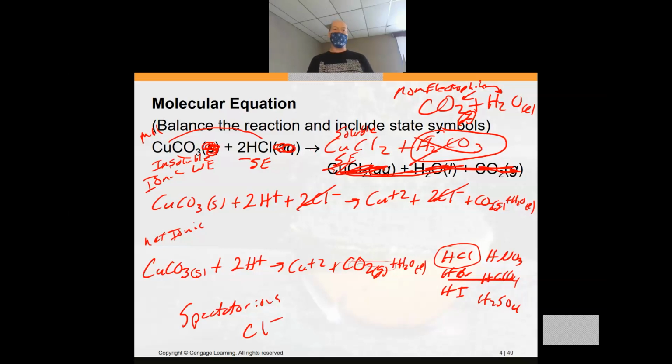So acids, carbonates, CO2, and water. That is why that one is the hardest one to do. So this is called formation of a gas. All right, so you got formation of precipitate, formation of a gas, and you have neutralization. Those are the three types of double replacement reactions that we have.